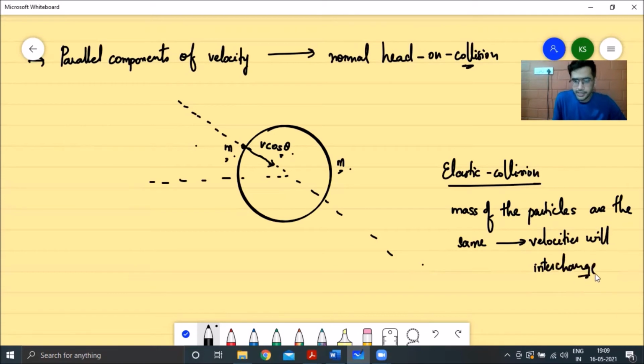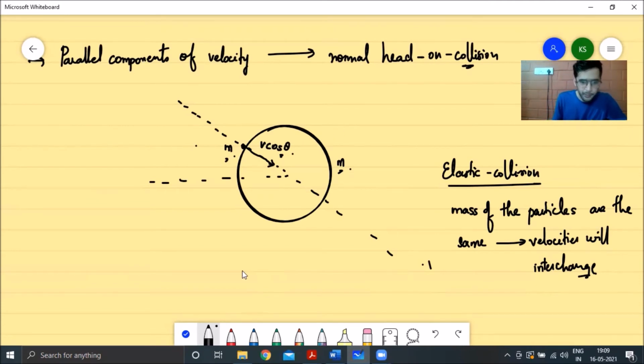The velocities will interchange, right? So you can use your normal conservation of momentum. You can also use your coefficient of restitution equation to get the answer, right? But in this case, we can use the shortcut to arrive at the answer pretty quickly. When you have two particles of the same mass undergoing a head-on elastic collision, their velocities will interchange after collision.